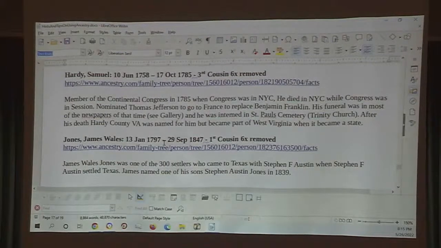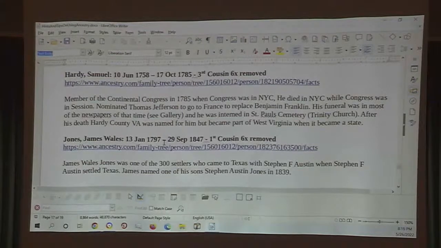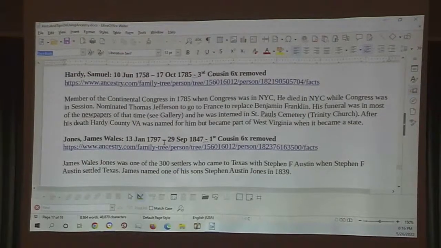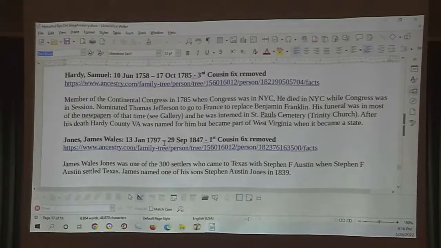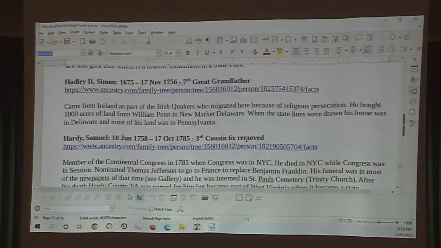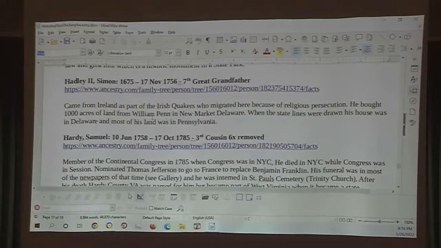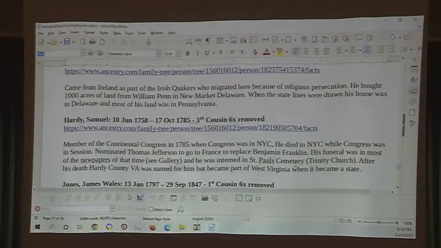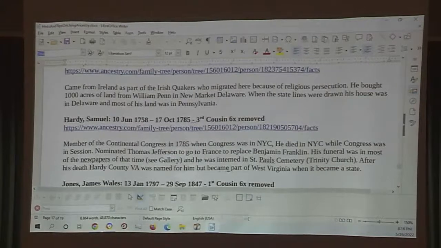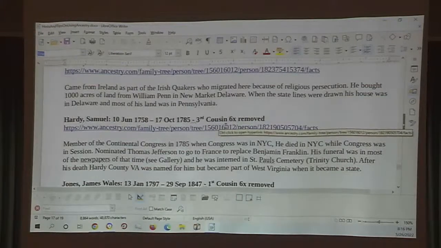He was buried in Trinity, or St. Paul's Church, which is part of Trinity. Although the history books say he was buried in Philadelphia next to Ben Franklin, which is a lie. And I've actually researched this. Okay. Now, and again, he was a third cousin, 6 times removed, distant, but he was still a member of Continental Congress. And after his death, Hardy County, Virginia was named after him, but became part of West Virginia when it became a state. And if I click on the link, it takes me right to his record, and I can go into the gallery and see all this.